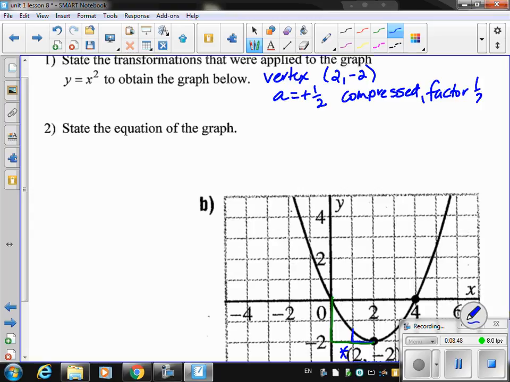So for my equation, y equals a times x minus h squared plus k, my a value is 1/2, and my vertex comes from the h and k values. It would be x subtract 2 for the 2 to the right, and subtract 2 at the end for down 2.